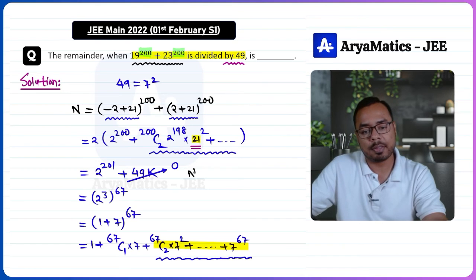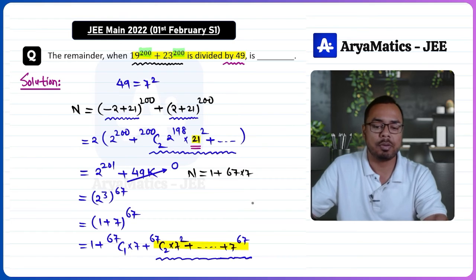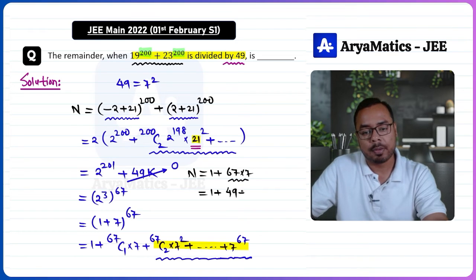So basically we are left with this number: 1 plus 67 into 7, plus some multiple of 49. When divided by 49, the multiple gives us 0 remainder. Now here, we can manually calculate the remainder by multiplying these two numbers and dividing by 49. But if you want, you can save some time in calculation. 67 you can write as 49 plus 18, multiplied by 7, and again 49 into 7 is a multiple of 49, so you can neglect that.